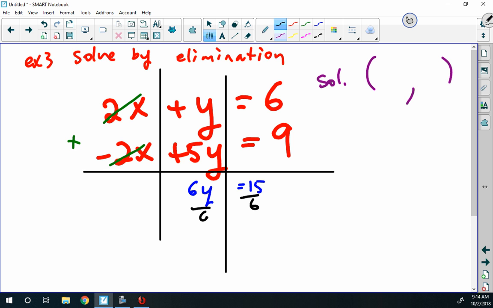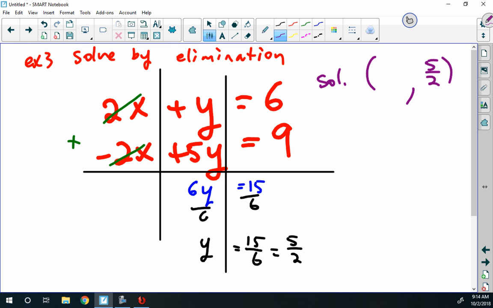So my y value is going to be divided by 6. Y is 15 over 6. Now I could reduce that. Good thing we spent a week in class going over fractions. They're both divisible by 3, right? So 15 divided by 3 is 5, and 6 divided by 3 is 2. So the y coordinate is 5 over 2.